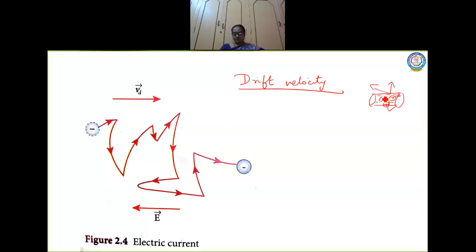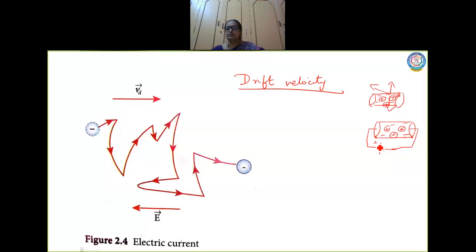But when I connect this conductor to a battery now, this is again a conductor, positive charges are there, and in between you have electrons that are moving very freely. Now I am going to connect this to an external power supply. I am going to connect it to a battery.